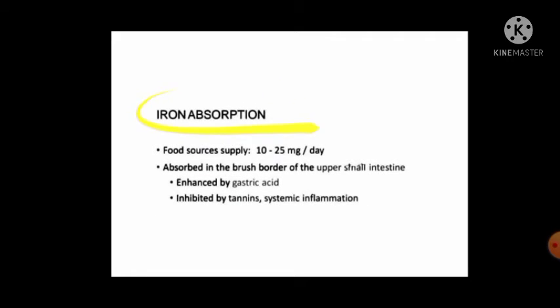Iron absorption. Food sources supply requires 10 to 25 mg per day. Absorption occurs in the brush border of the upper small intestine, enhanced by gastric acid or inhibited by tannins and systemic inflammation.